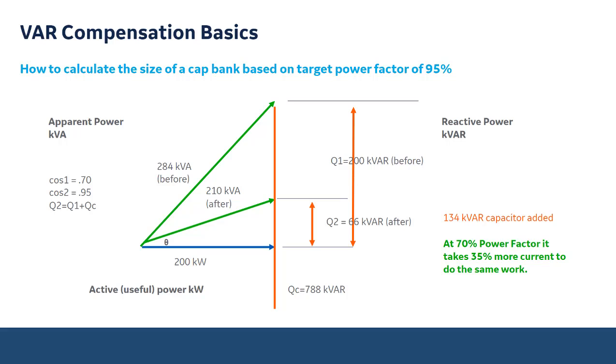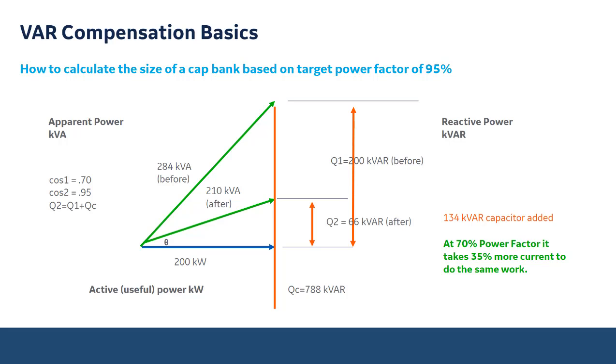So at 70% power factor, it takes 35% more current to do the same work. So the name of the game here is adding capacitors to be able to accomplish the same amount of work, and that's what we're ultimately trying to do with a capacitor bank on an electrical system.